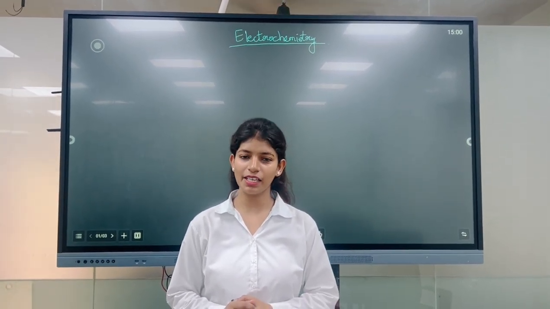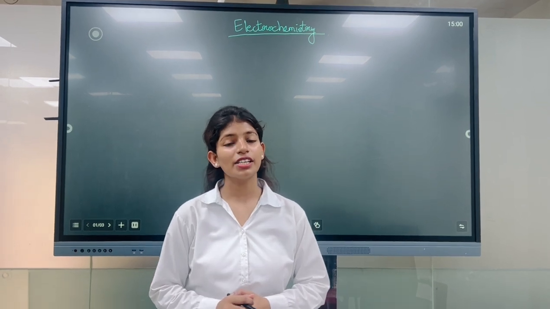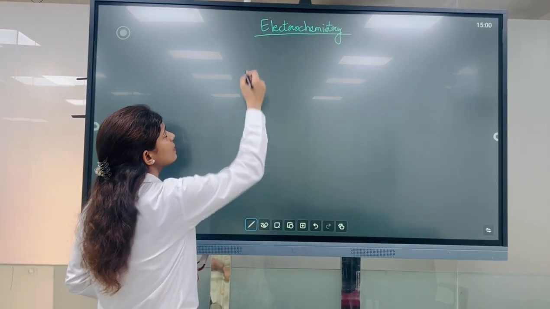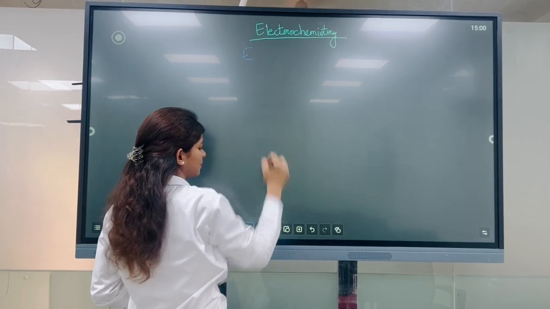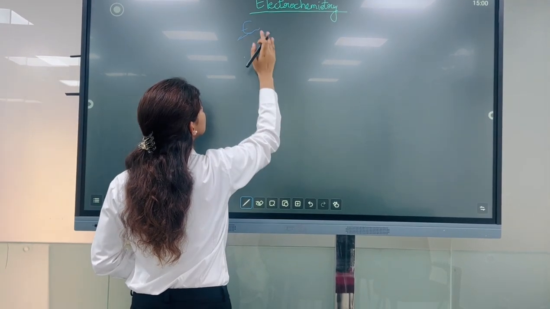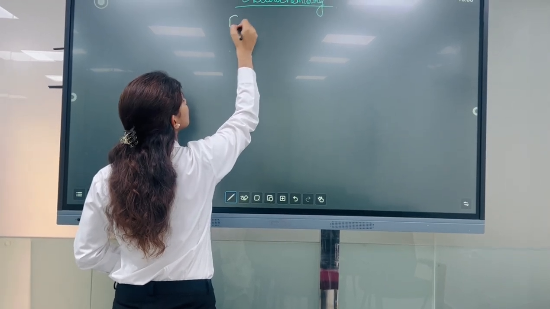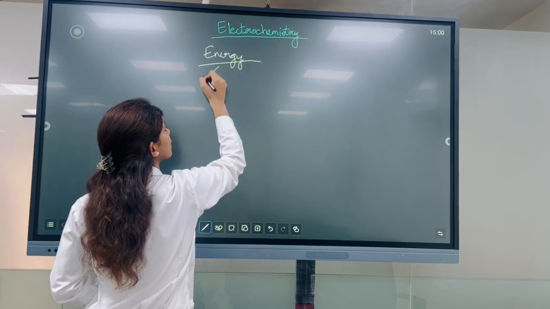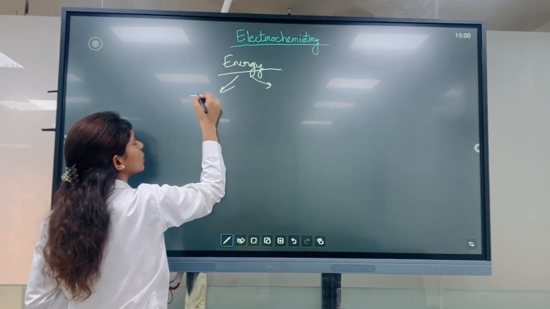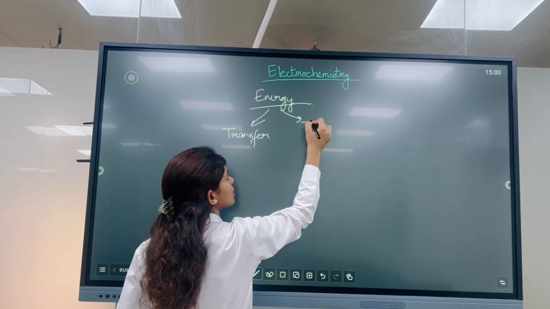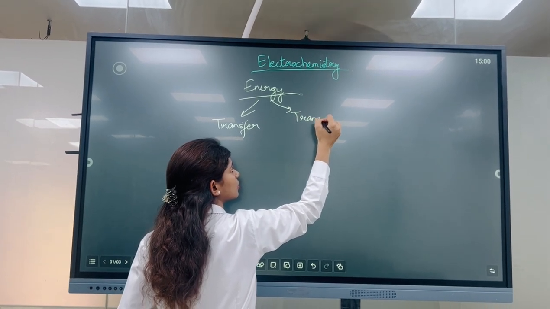Let's start with the topic electrochemistry in this session. So let's see what electrochemistry is. First, we will see the term energy. So what is energy? We can see energy in two ways. First one is the transfer of energy, and second is the transformation of energy.